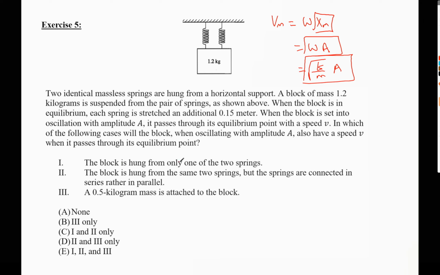The block is hung from only one of the two springs. That would change k, because k would decrease, so that would affect omega overall, so we can directly eliminate 1. The block is hung from the same two springs, but they are connected in series rather than in parallel. That would affect k, so we can directly eliminate 2. A 0.5 kg mass is attached to the block instead of 1.2. That would affect the mass, again affecting omega, so we can also eliminate 3, which means A is the correct answer.